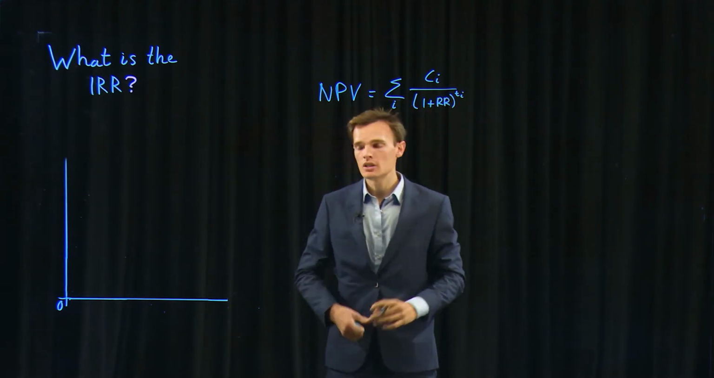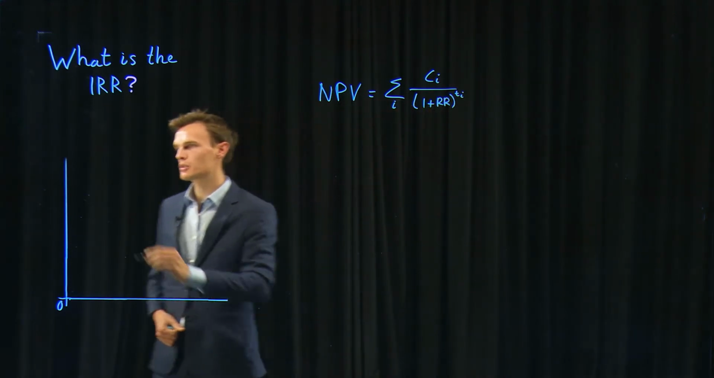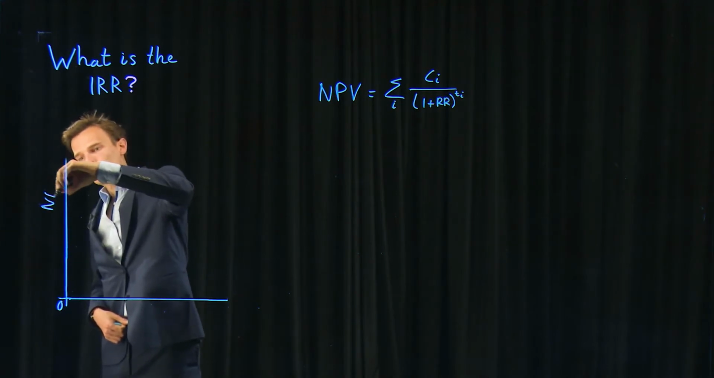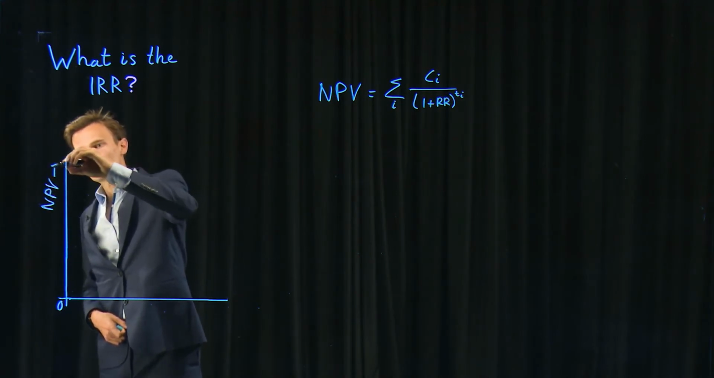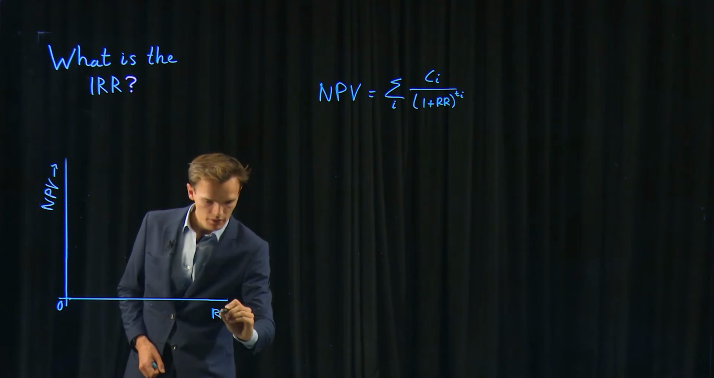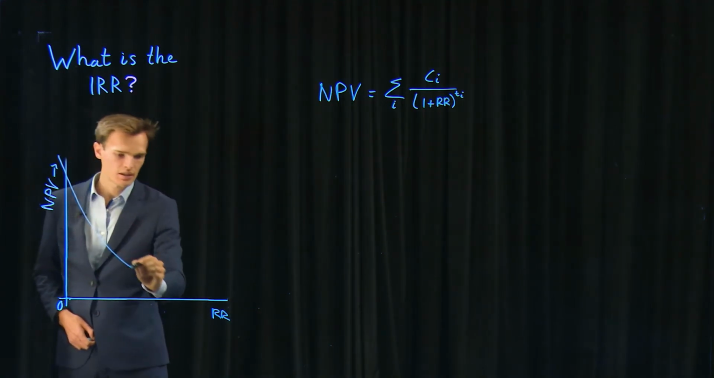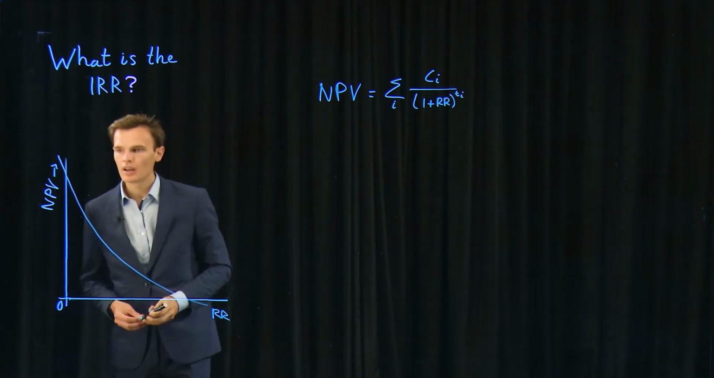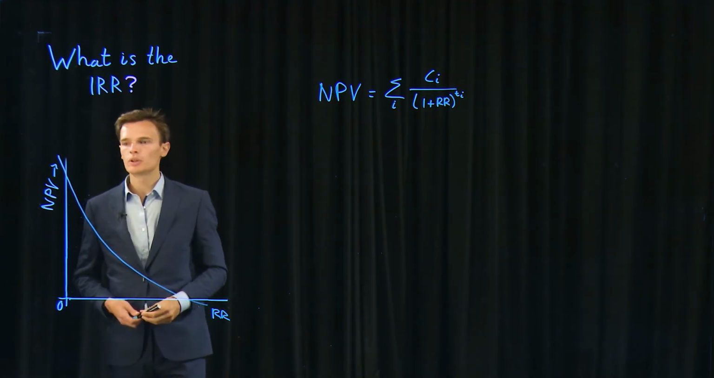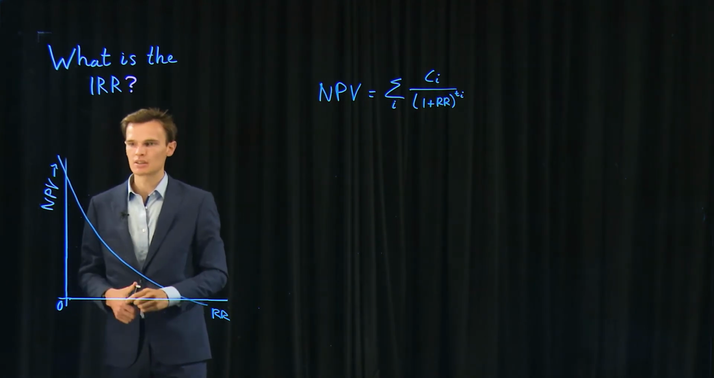Okay, this is a nice formula, but how does it look? So let me try to draw that over here. Suppose we have the NPV over here and the rate of return over here. Then it usually looks something like this. And there are two interesting points already in this graph.